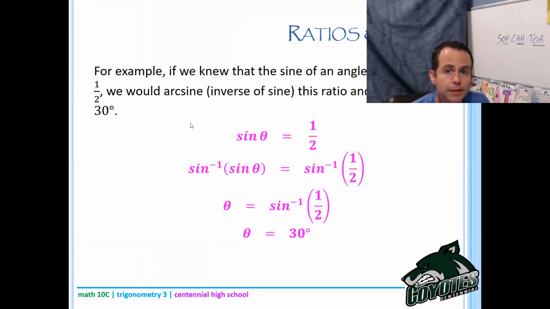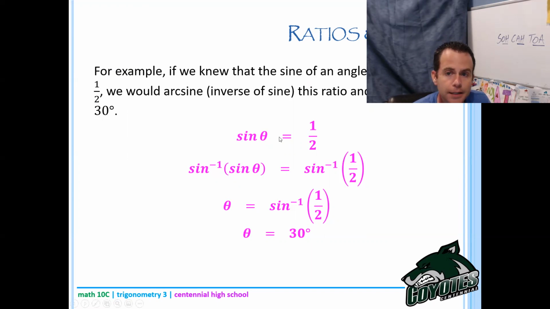So here's what it's going to look like. For example, if we knew that the sine of an angle had a ratio of 1/2, we would arc sine. Now, arc sine is the official term that I would like you to use, but you'll often hear it called inverse sine or sine inverse. So that's acceptable as well, but arc sine is the better word there. We arc sine this ratio and get an angle of 30 degrees.